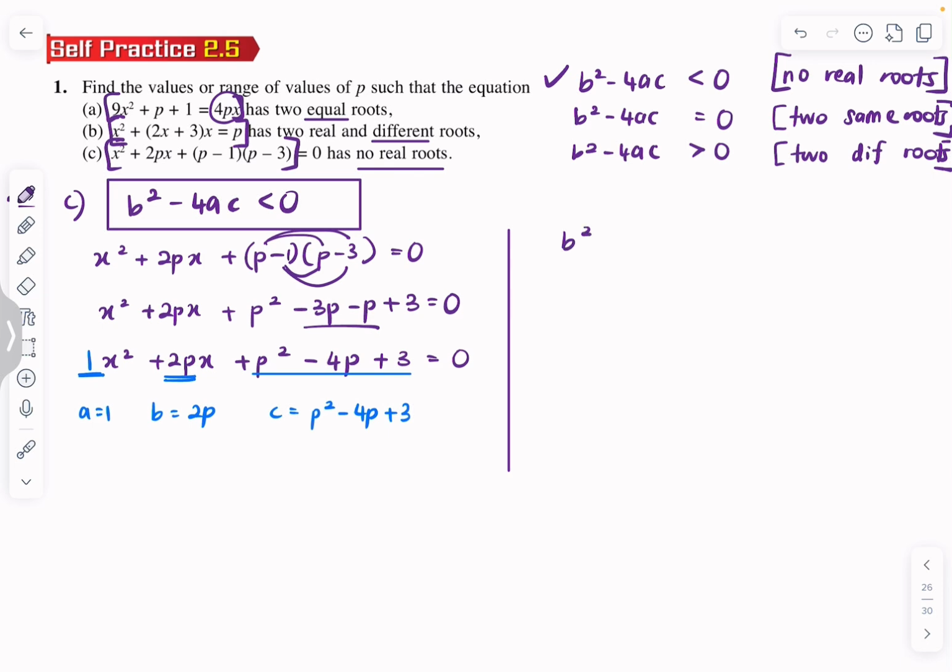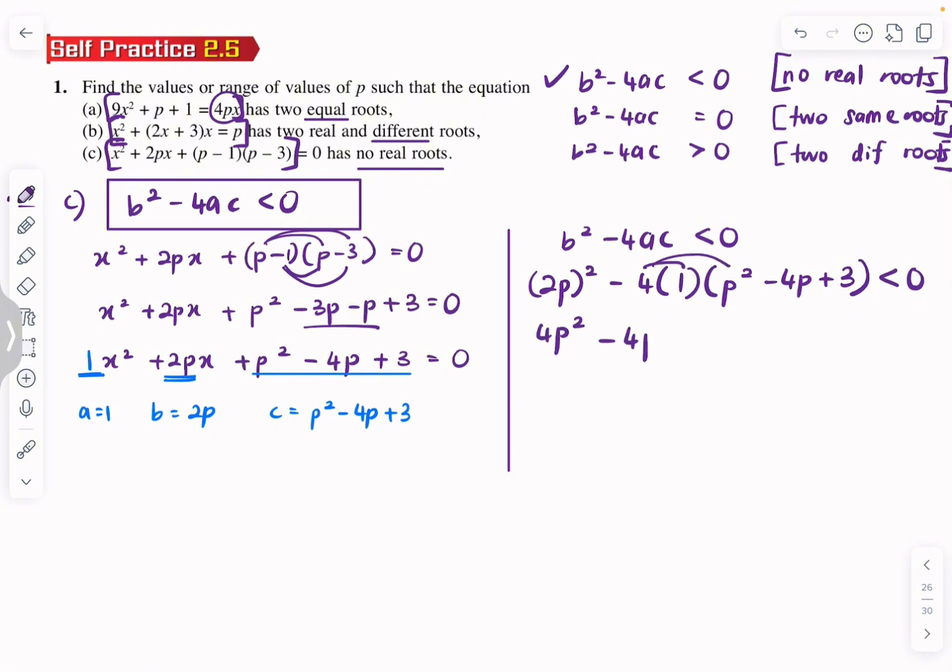So we know b square minus 4ac will be less than 0. Let me sub in. B is 2p, a will be 1, and c is this whole thing, less than 0. Okay, we expand: 4p square, this one will be negative 4p square. Negative 4 times negative 4 is plus 16p. Negative 4 times 3, negative 12, less than 0. So 4p square minus 4p square is 0. Therefore 16p minus 12 is less than 0.